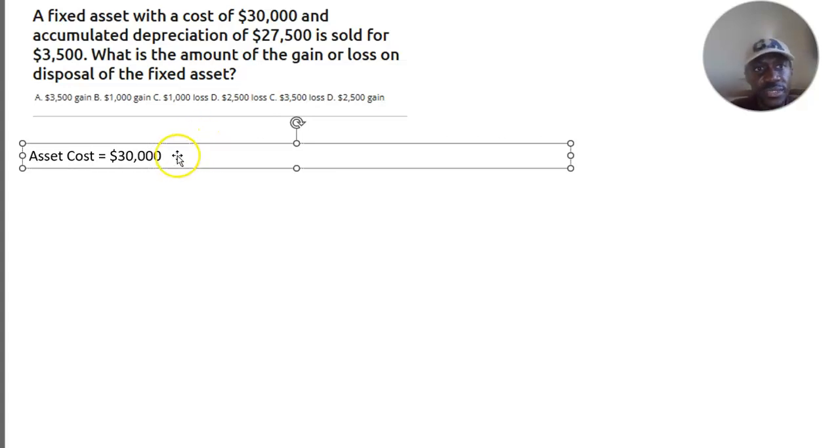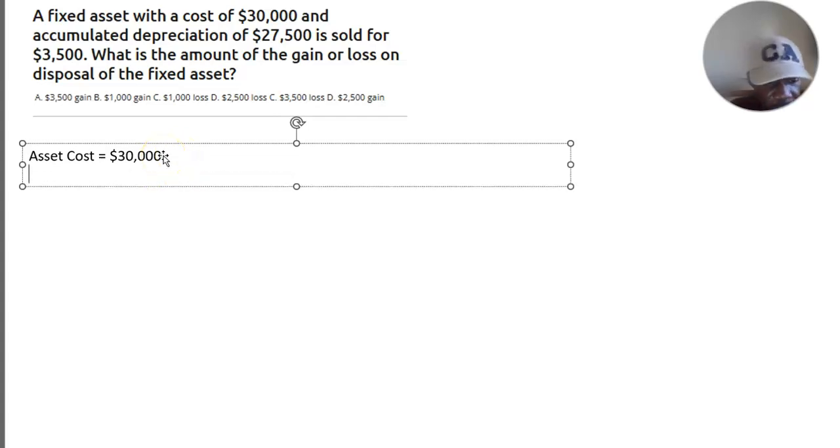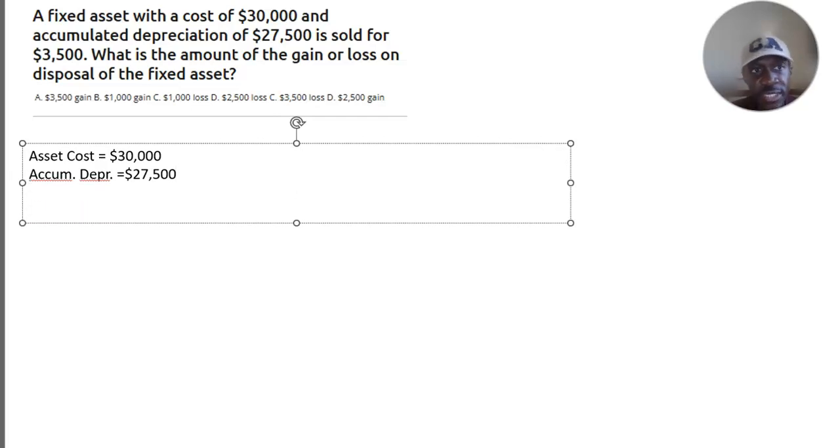But over the useful life of the asset, right? The asset accumulated depreciation, which means that the asset lost value of 27,500. The asset's value was reduced by 27,500, and that reduction in the value is what we call accumulated depreciation. With the asset cost and accumulated depreciation known, we are able to calculate the net book value.